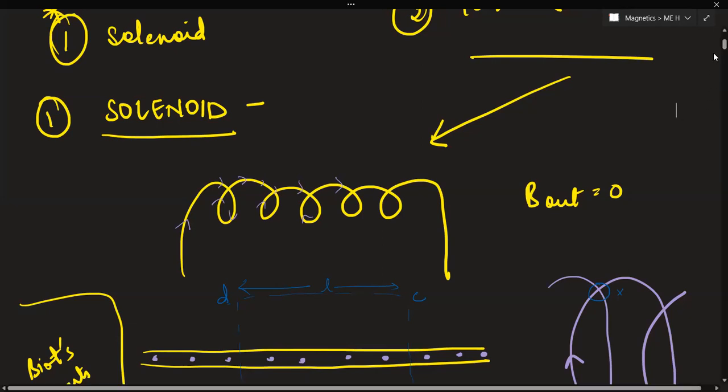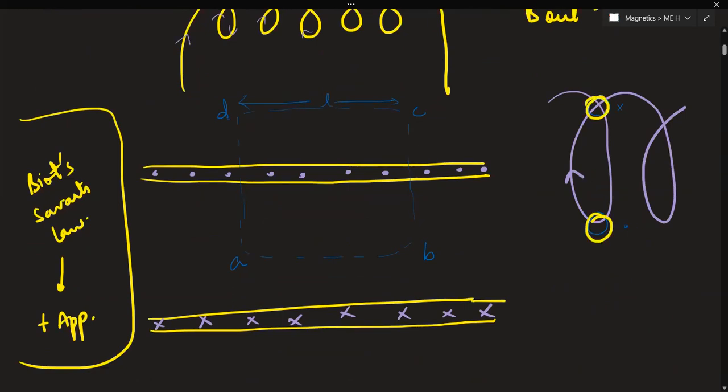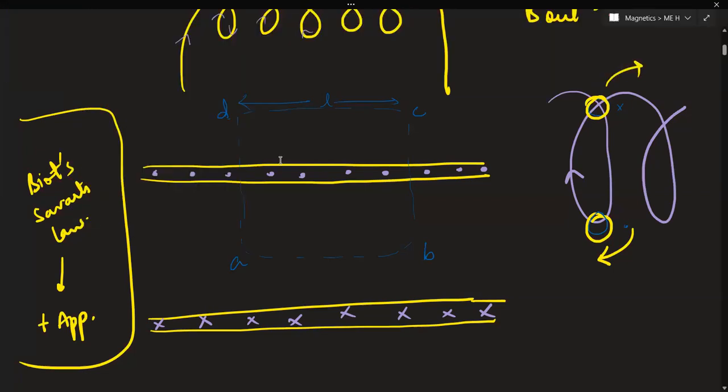But for the derivation of magnetic field inside the solenoid, these are the coils. If you look at these portions of the coil, at one point you will see current going into the page, at another point current coming out of the page. So we have written dots showing outwards and crosses showing inwards. Now comes the application part, the application of Ampere's circuital law.